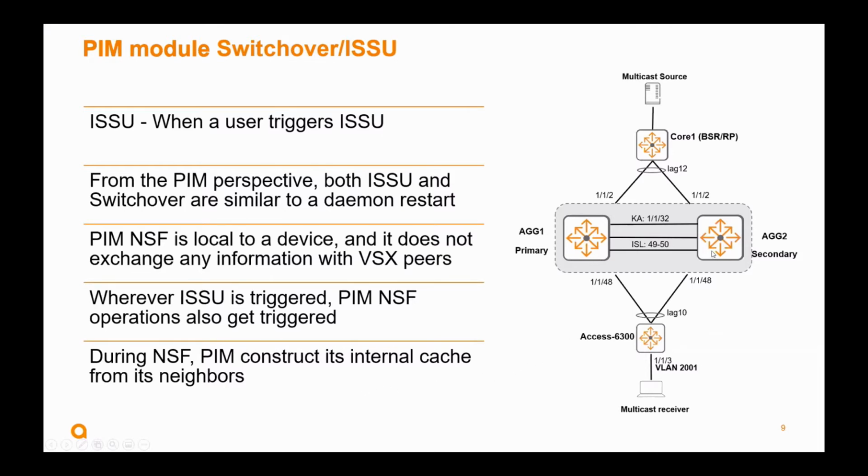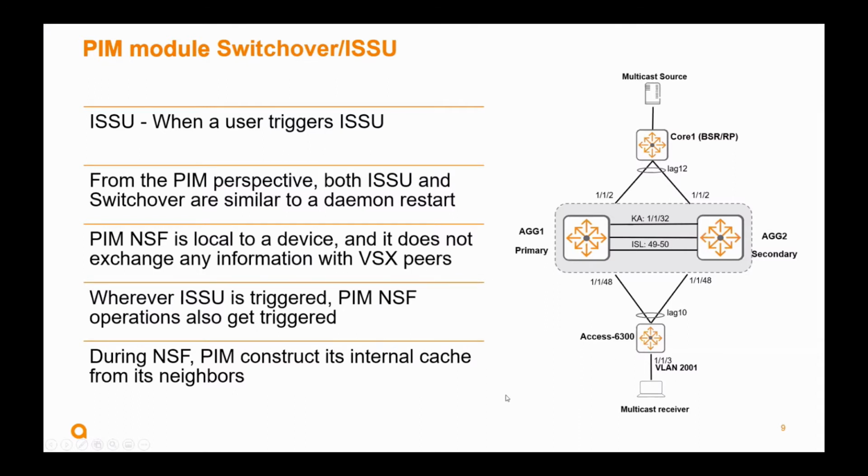And in the same process, the PIM will construct the other, if we have started a reboot process on our secondary. Then when the secondary is back online, the primary is still routing the data. And in that case, when the secondary is back online, it will construct its internal cache from its neighbors.